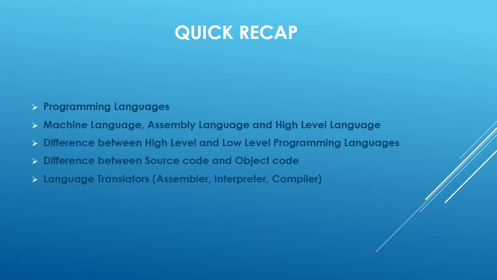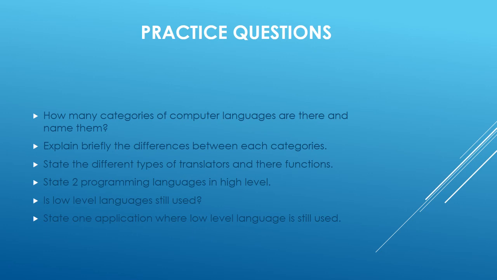And now we will have a look at the practice. You are given practice questions. You need to write the answers of these questions in your journals. The first one is, how many categories of computer languages are there, and name them. Second, you need to explain briefly the differences between each category. Third, you need to state the different types of translator and their functions. Then in the next question, you need to state 2 programming languages in high level. In the next question, you need to write down whether low level languages are still used, and you need to state one application where low level languages are still in use.